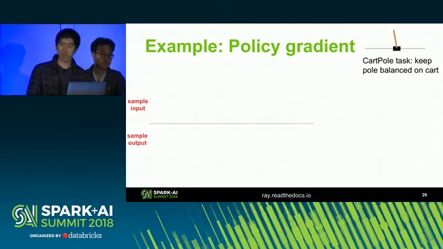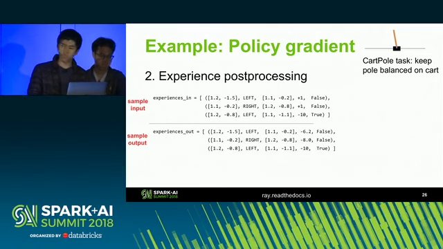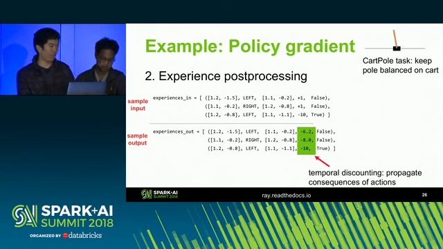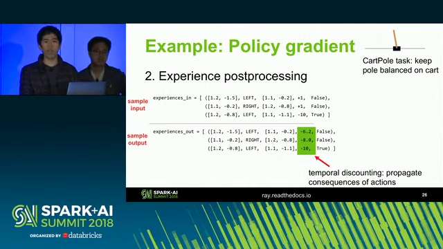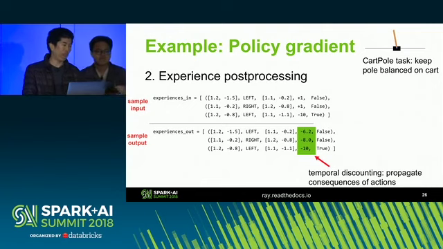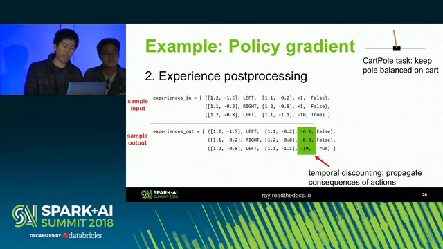Okay, so the next step is to post-process this. And here we do a very simple post-processing step. We're applying temporal discounting. All this is doing is propagating the consequences of your actions over time. So not only do we want to take into account the immediate effect of an action, we want to take into account long-term effects. Here, the first action, moving left, got 1 reward, but it led to the pole falling off the cart in 2 steps. So we need to back propagate that negative reward through time. And if it led to a positive reward, we'd also propagate that.